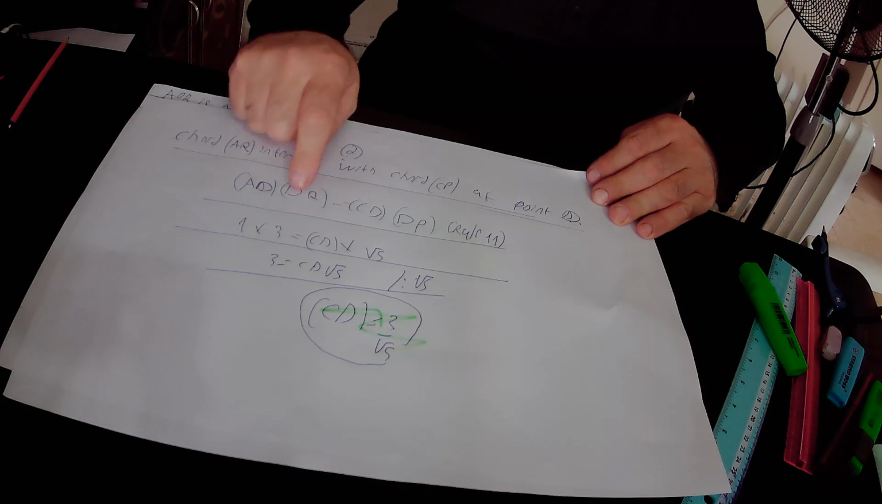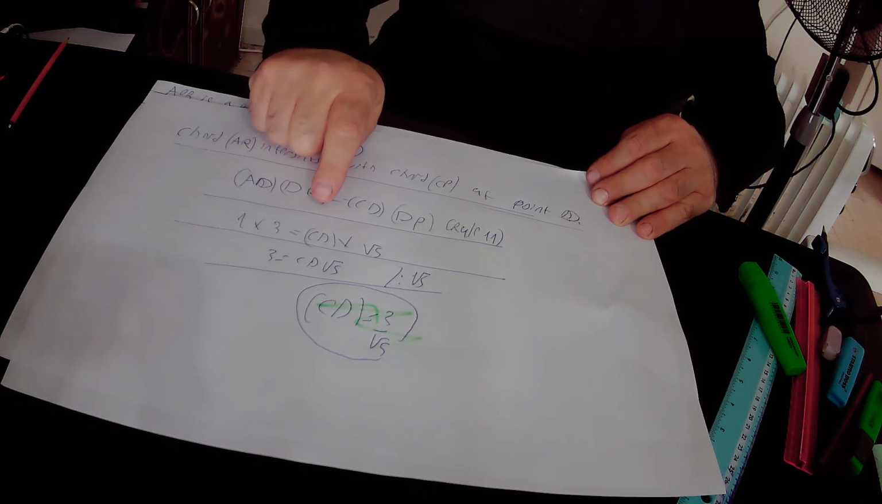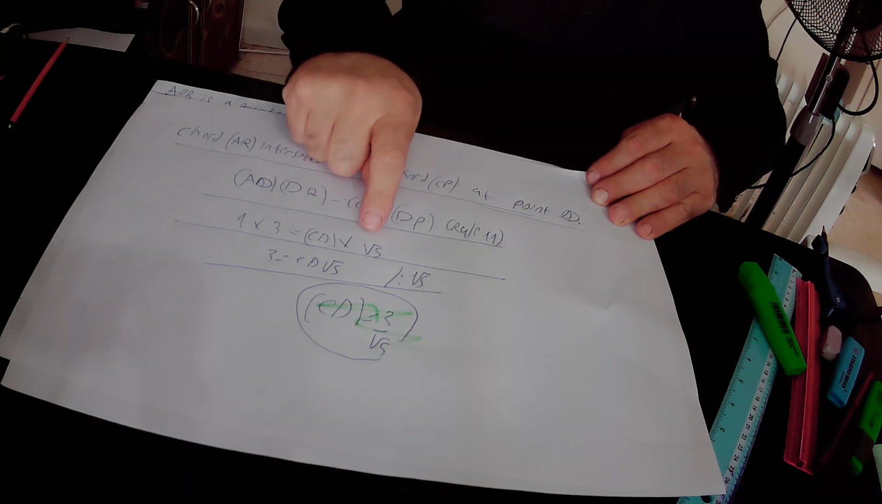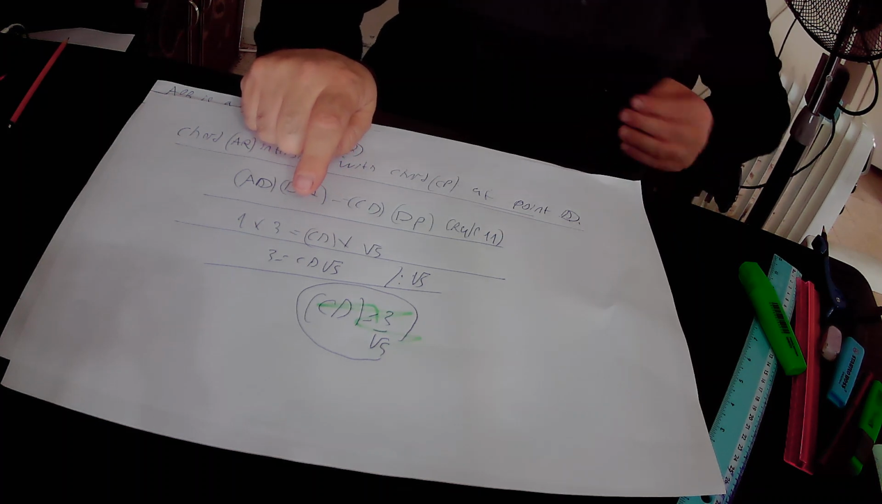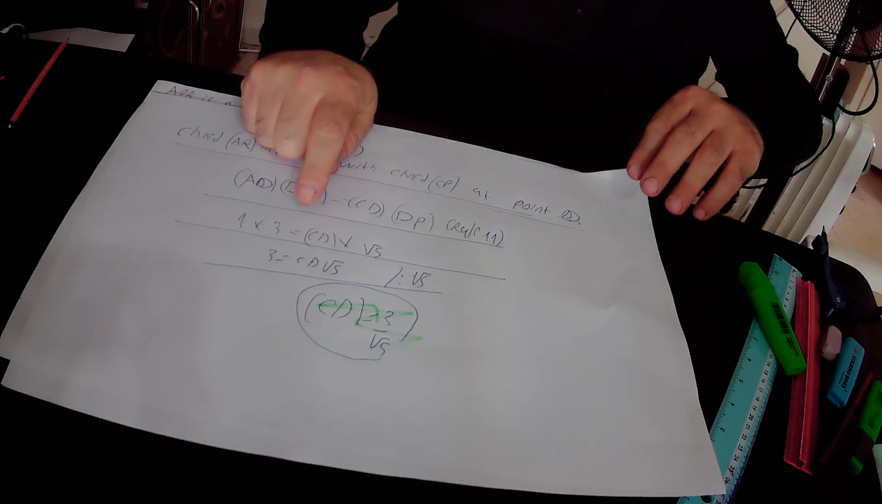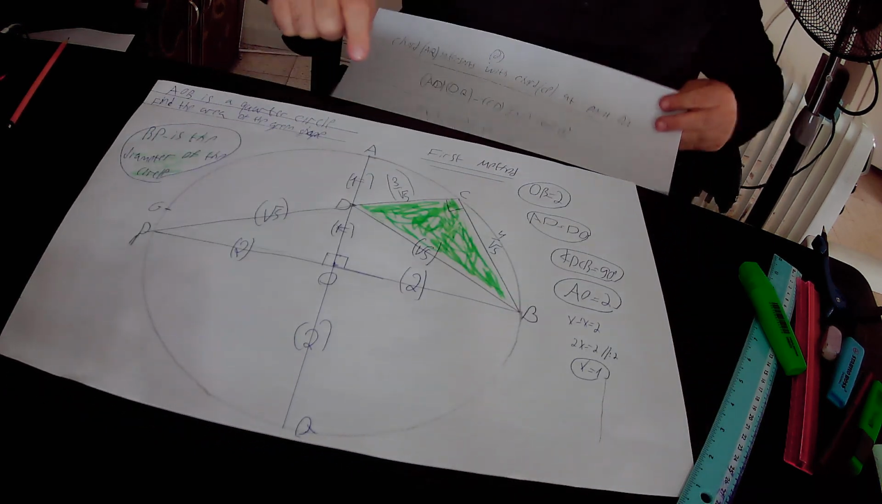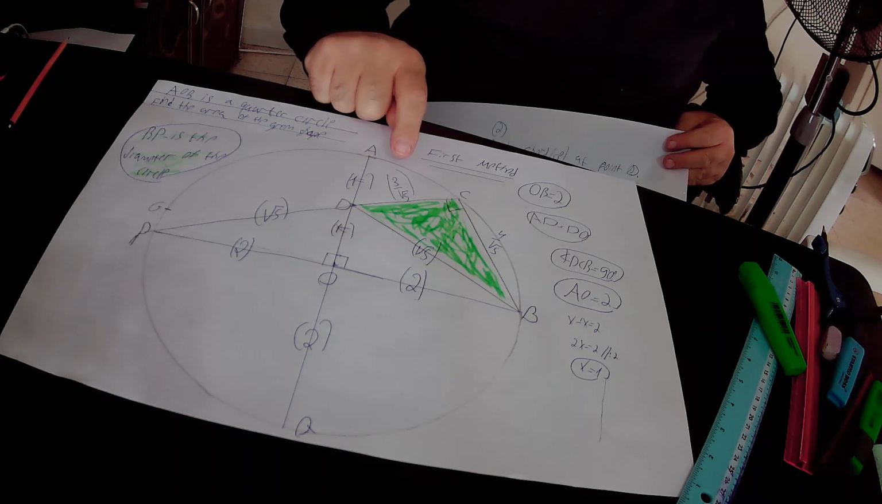AD is 1, DQ is 3, CD is the missing side, so we leave it as it is, and DP is equal to the square root of 5. 1 times 3 is 3, so 3 equals the square root of 5 times CD. We divided this equation by the square root of 5 and finally found that CD equals 3 over the square root of 5 units in length. This is the missing side CD, equal to 3 over the square root of 5 in length.